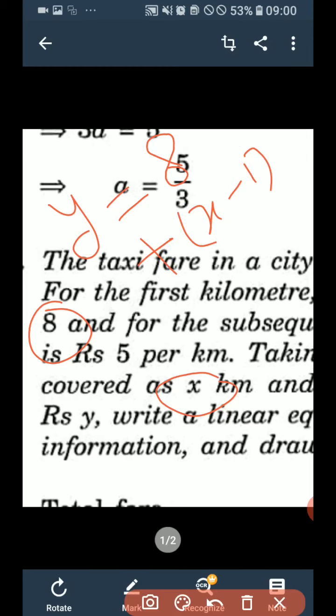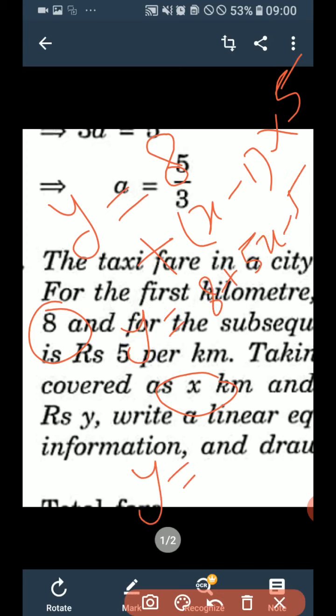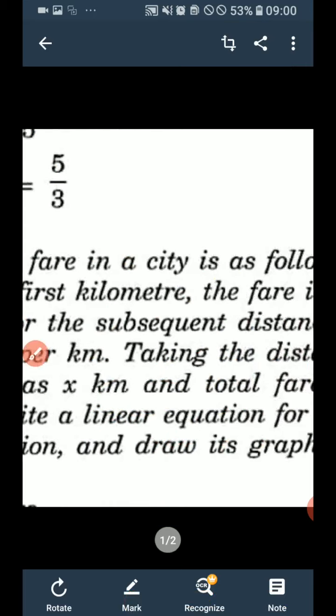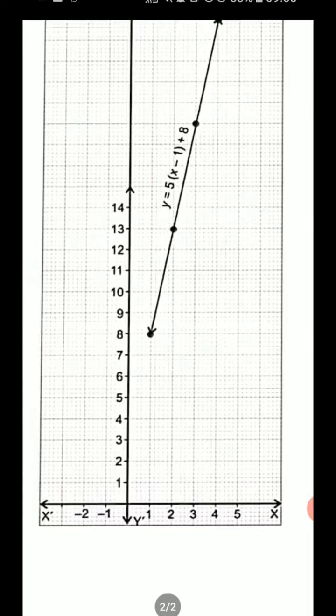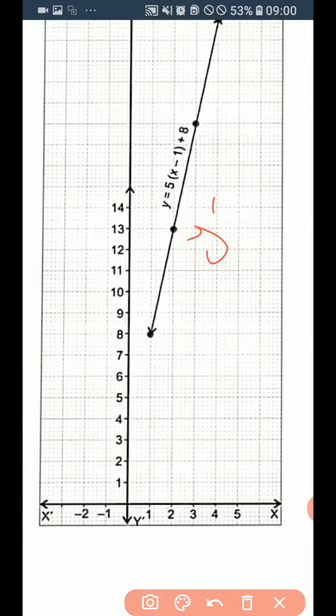So fare of x minus 1 kilometer, x minus 1 into 5. Now you can solve: y equal to 8 plus 5x minus 5, y equal to 8 minus 5, 3 plus 5x. This is your required equation. Now you can draw the graph y equal to 3 plus 5x. This equation can also be written as y equal to 3 plus 5x.